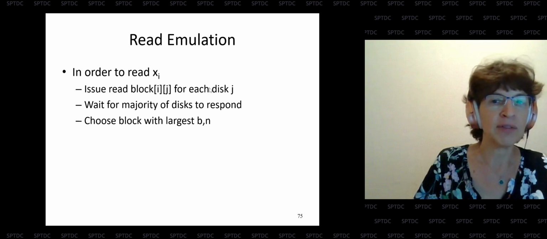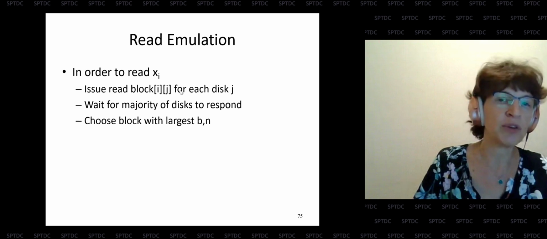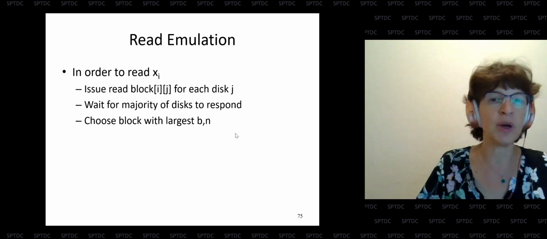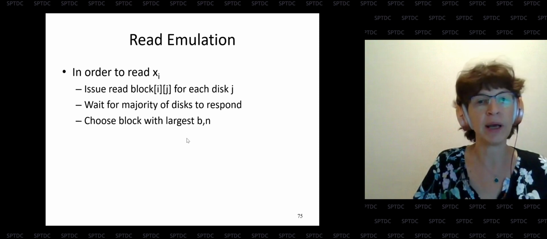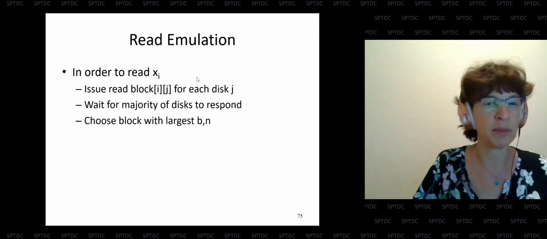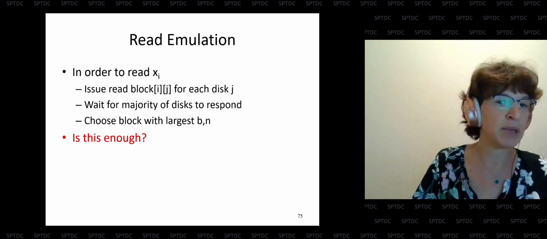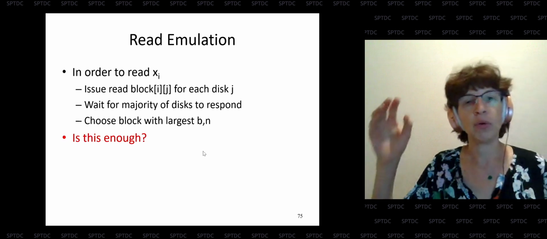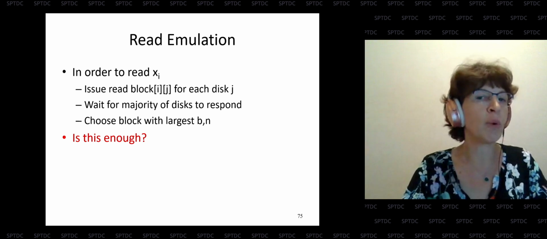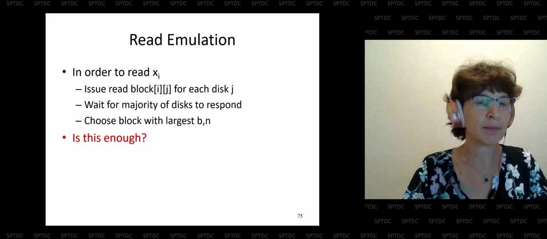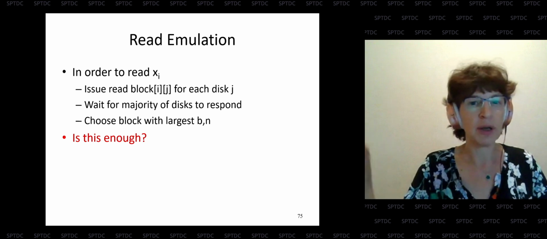Go and read the relevant block in all the disks. Issue a request to read the relevant block in all the disks. Wait for a majority of the disks to respond, and then choose the one with the maximum. This is what we did for reading in ABD. And now comes the question: is this enough? Is this all we have to do in order to emulate the read for shared memory Paxos?